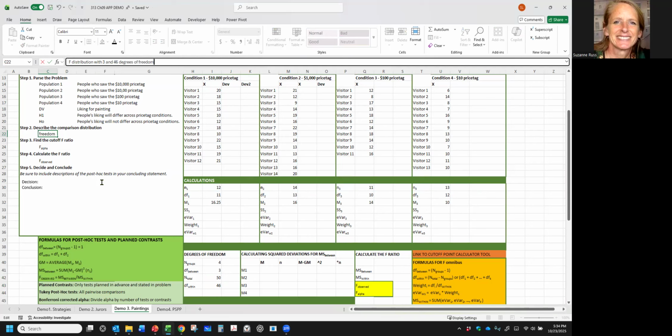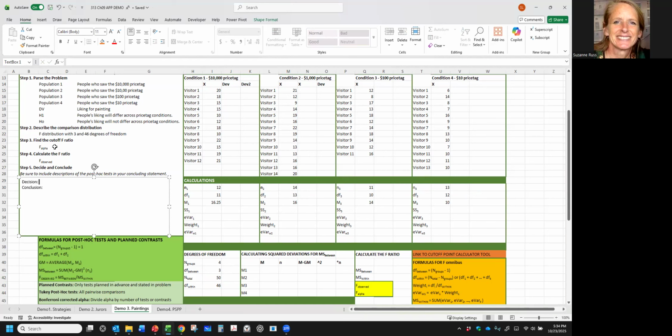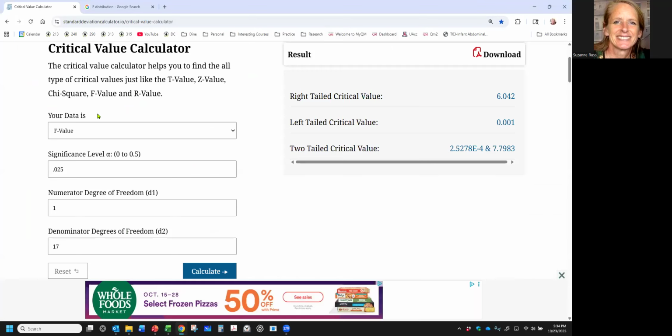So to look up the cutoff point, that's what we're going to need to enter to get F alpha. Let's go ahead then and get our tool out. We're going to be using alpha 0.05 with 3 and 46 for the degrees of freedom. So here's our tool. You want to make sure that you've selected F value. Let's change significance to 0.05, enter our 3 and our 46 and calculate.